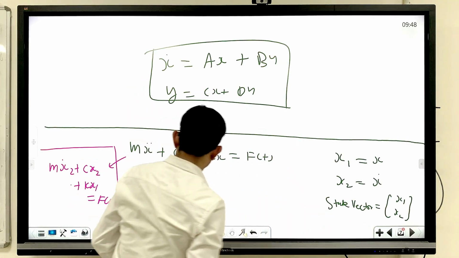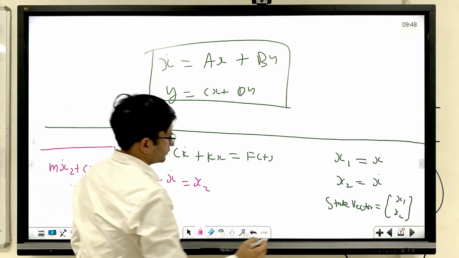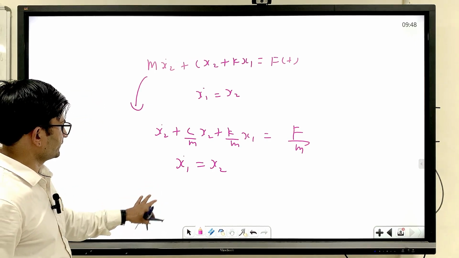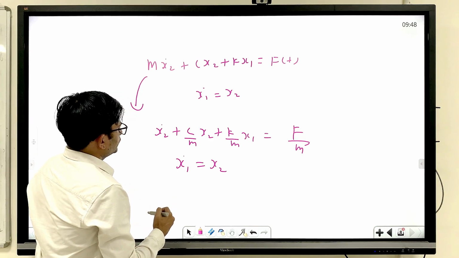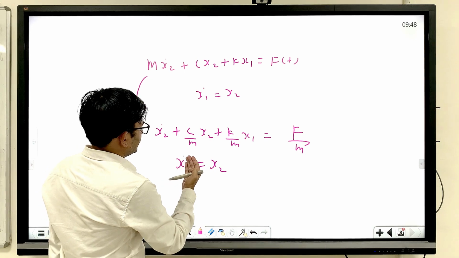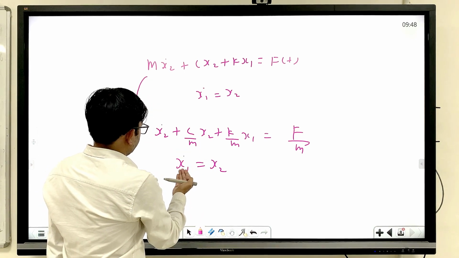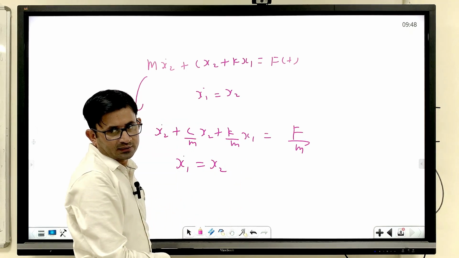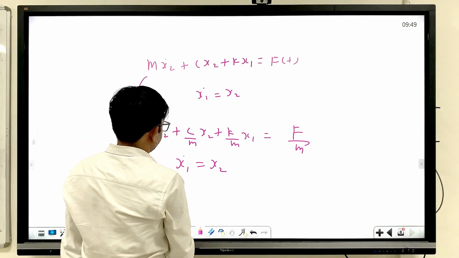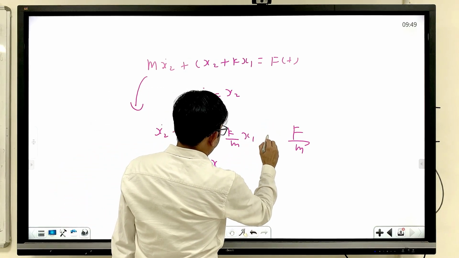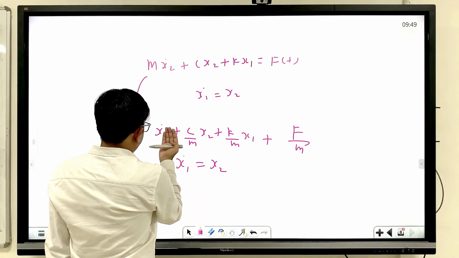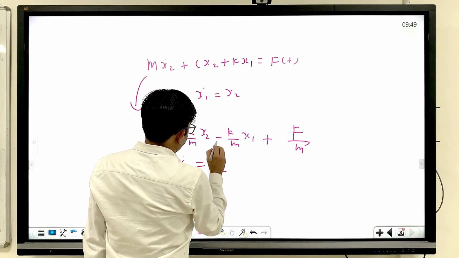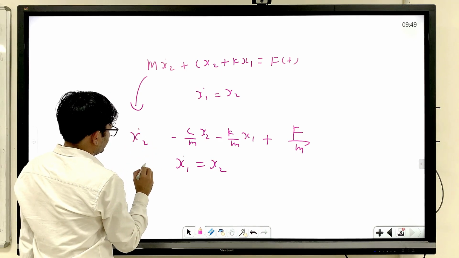I will go back and I will write x1 dot equal to x2. Now see this carefully. I will take the x dot part on one side and put the other things on the right-hand side. I can write a plus sign here, a minus sign here, and x2 dot.